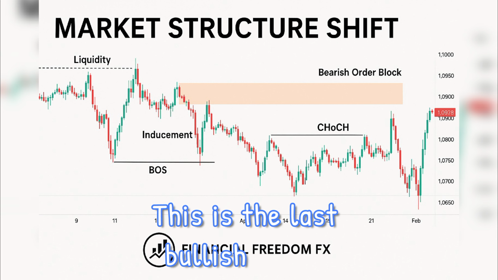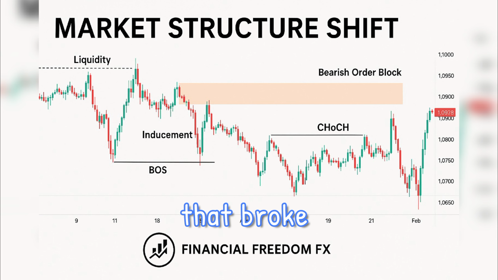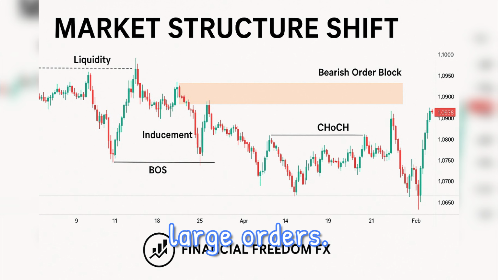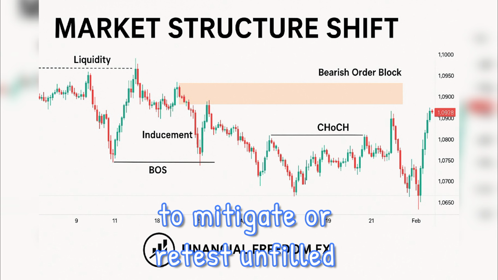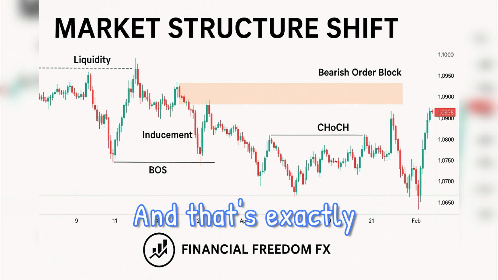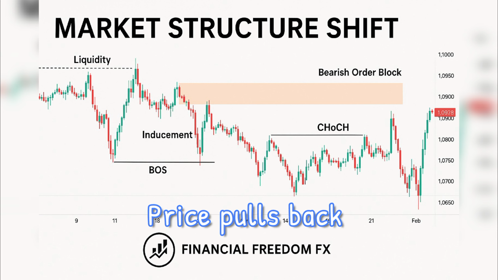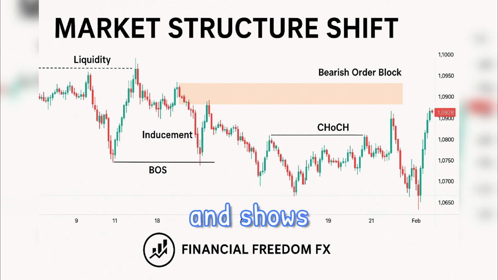This is the last bullish candle before the bearish move that broke structure. Institutions use this candle to fill large orders. That's why price often returns to this area to mitigate or retest unfilled orders. And that's exactly what happens here. Price pulls back into the order block and shows rejection.